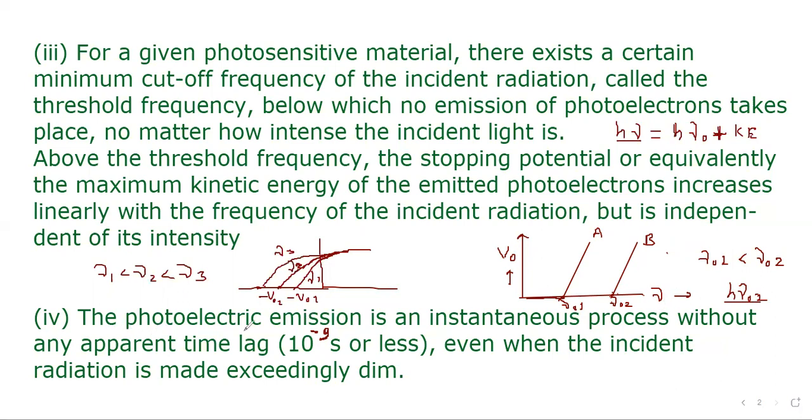And the last point, or last law, is that photoelectric emission is an instantaneous process. It means it takes no time, almost 10 power minus 9 second, which is negligibly small, even when the incident radiation is made exceedingly dim. So we can say that if the frequency is above the threshold frequency, intensity does not matter. Whatever intensity the radiation may have, still photoelectric emission will occur and it takes no time.